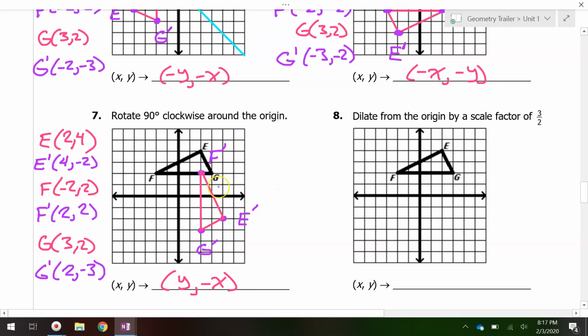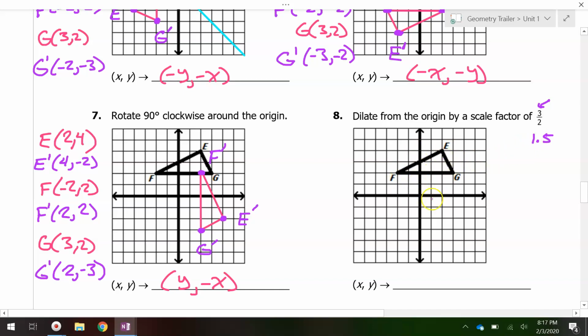All right, and so there you have it, a 90-degree clockwise rotation around the origin. All right, time to do a dilation by a scale factor of 3/2. 3/2 is bigger than 1. I can tell because the numerator is bigger than the denominator. Also, I know that 3/2 is the same thing as 1.5. Anyway, when the scale factor is bigger than 1, this should be an enlargement.